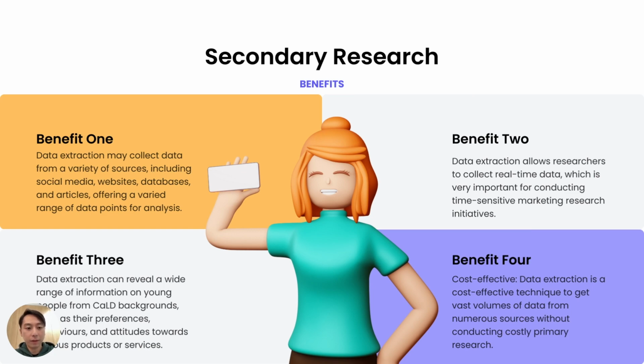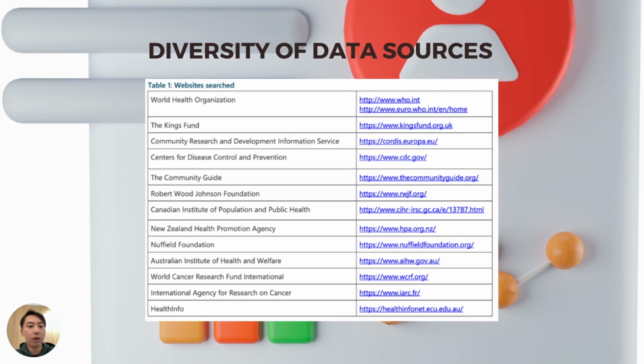For the first benefit, the data extraction can reveal a wide range of information on young people from CALD backgrounds, such as their preferences, behavior, and attitudes toward various products or services. Now we can look at the diversity of the data sources. There are many sources. Some of them are from worldwide, like the World Health Organization, some are from local, like the Australian Institute of Health and Welfare, and some are from countries with similar cultural backgrounds, like the New Zealand Health Promotion Agency.